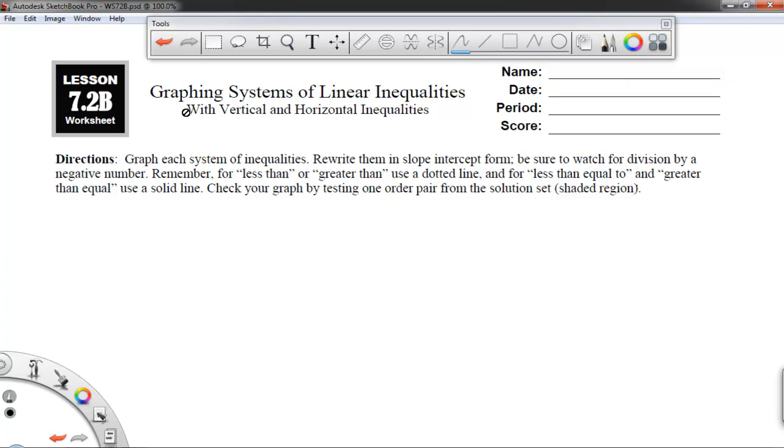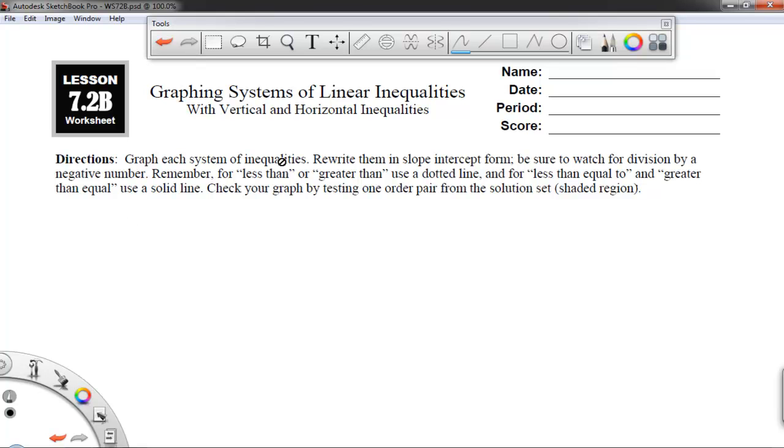Right now we're doing graphing systems of linear inequalities. It's very similar to graphing linear equations, except instead of having a single solution as an ordered pair, we have areas of the entire graph that will solve the inequalities. So let's go ahead and read our directions.